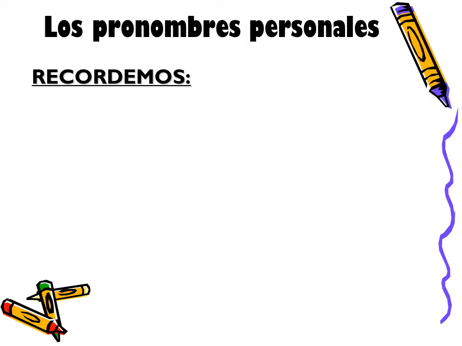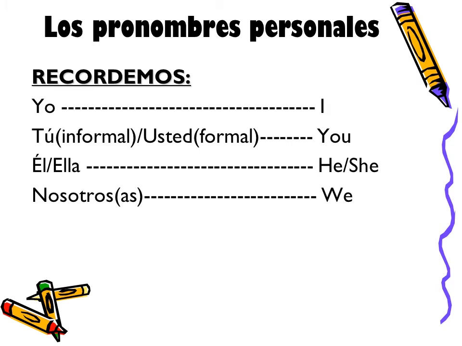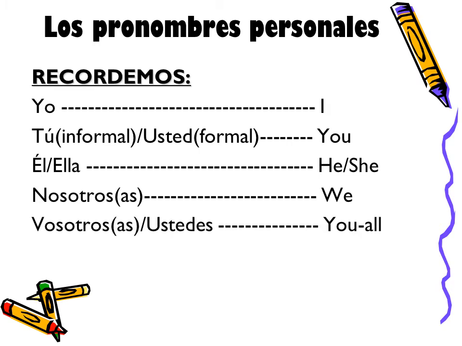Okay, so before we start with these conjugaciones, let's talk a little bit about what los pronombres personales are, or the personal pronouns. We talked about the subject pronouns before, so let's just do a little reminder. We have yo, which means I, tú and usted, which means you, él and ella, which means he and she, nosotros or nosotras, which means we, vosotros, vosotras, or ustedes, which means you all, ellos or ellas, which means they.